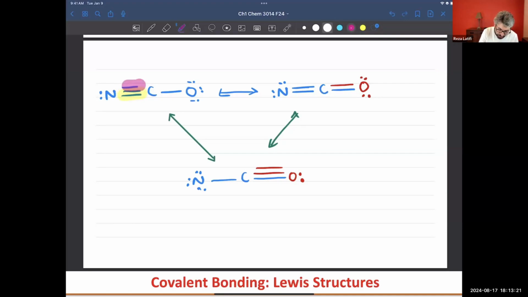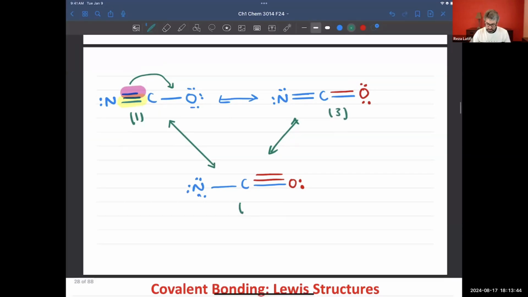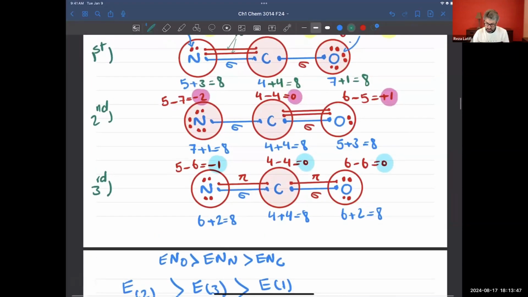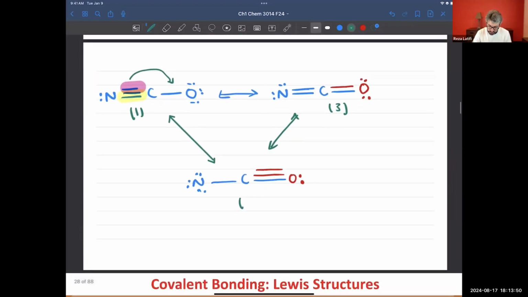How did we move it? I'm going to highlight the top one. The top one, we moved it here. We moved it there. So this one was number 1, this one was number 3. Let me double check. That's number 2, and this is number 2.